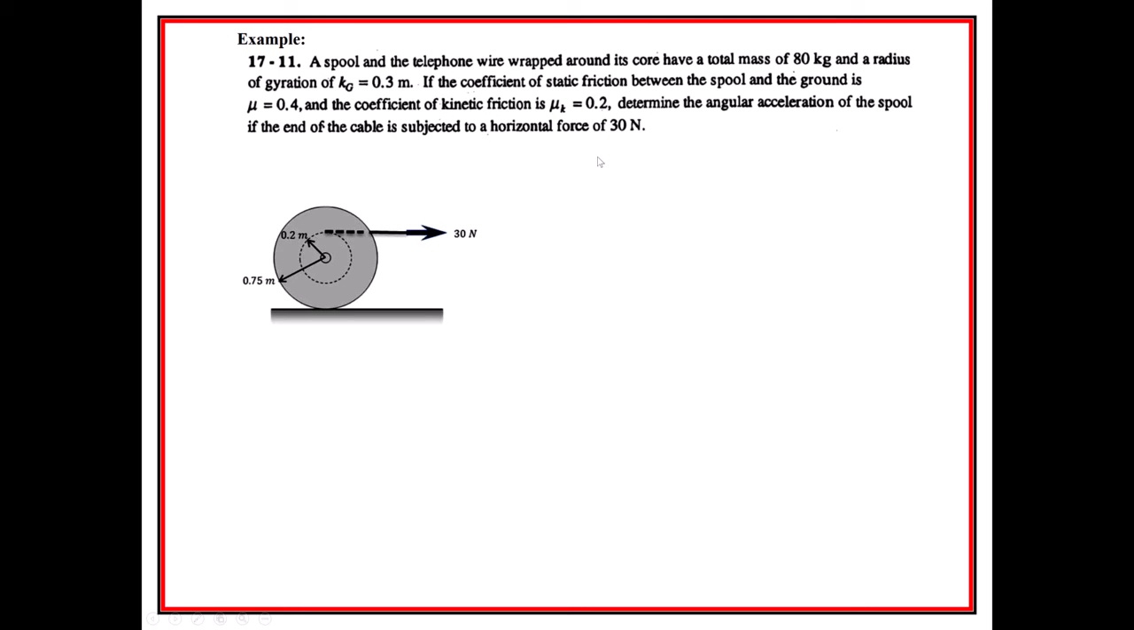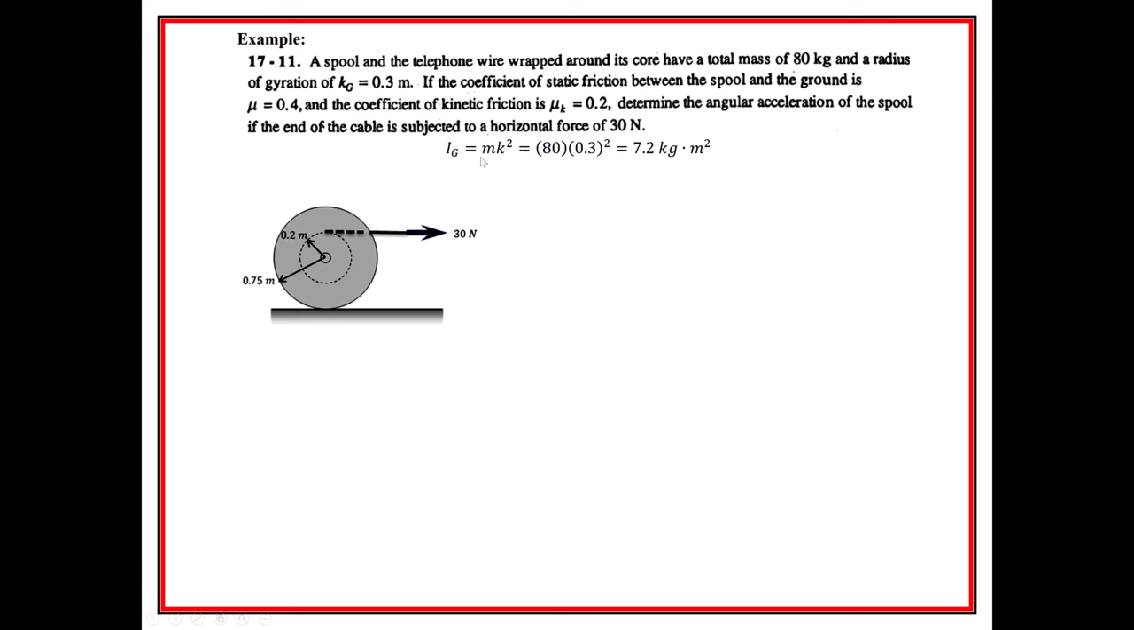This is sort of an interesting problem because we sometimes might get confused as to which direction this thing is actually going to rotate. It's kind of a cool demonstration, but I don't have the spool that I used to, which was a cool in-class demo.